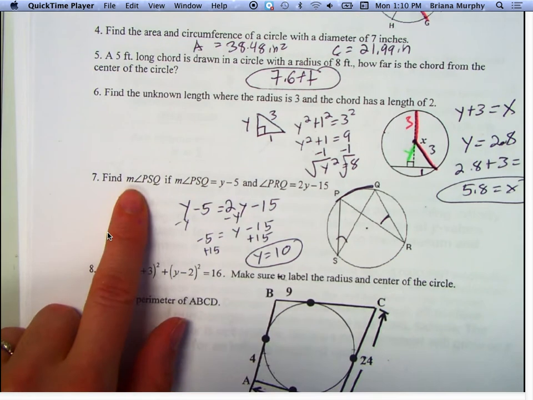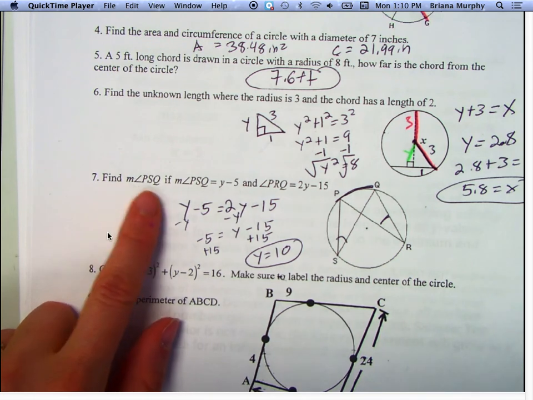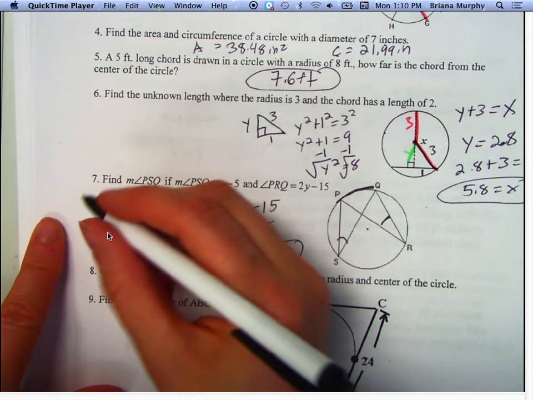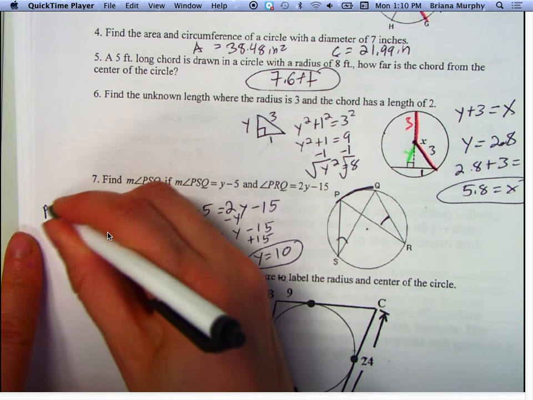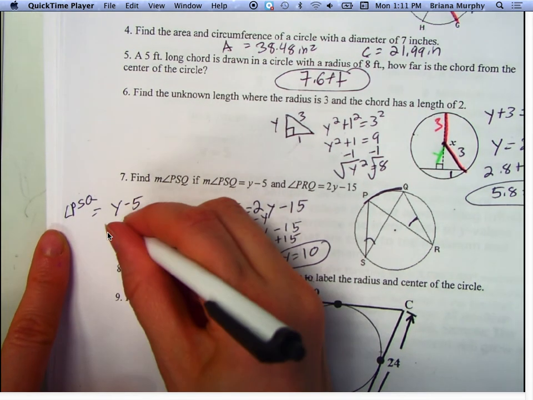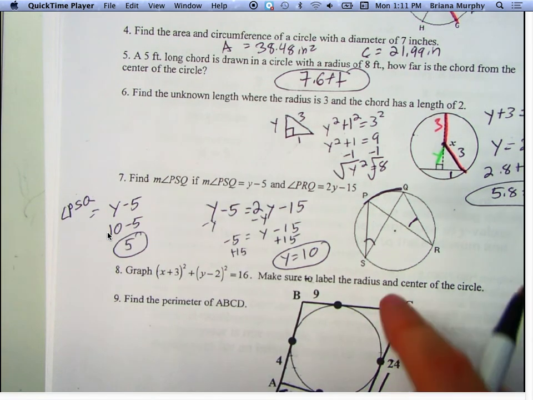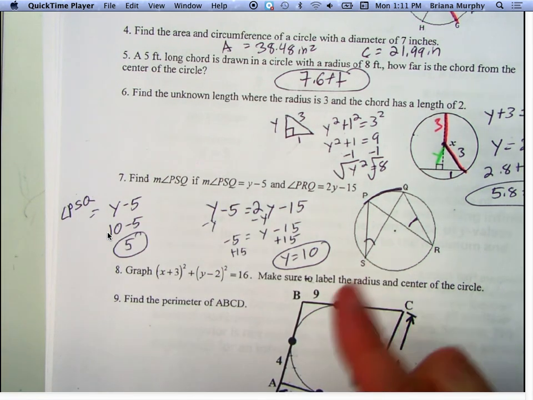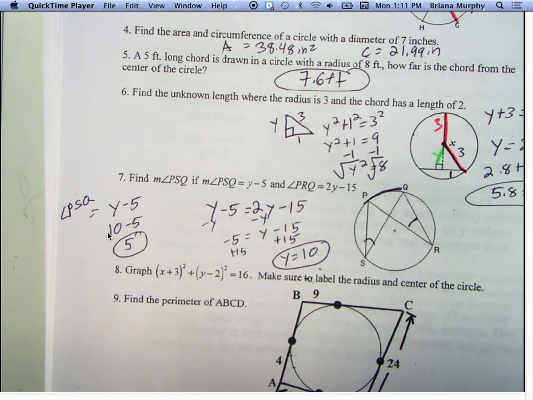Oh, wait. Did it ask me to find y? What did it ask me to find? Angle PSQ, right? So I have to plug that back in. I have to say y minus 5 equals angle PSQ. So I have to plug in 10. 10 minus 5 gives me 5. Common mistake on this last year, the most common mistake on the whole quiz, was people got y correctly, but they didn't plug it back in to find the angle. Don't forget to do that tomorrow. Questions about this one?